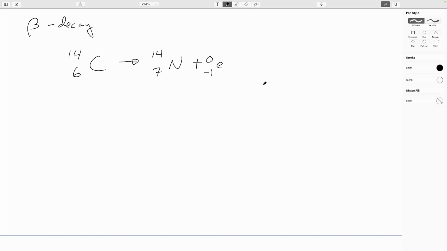Now, this isn't quite right. It turns out there's one more particle that gets made. So this is our electron, and to balance what's called lepton number, the weak nuclear force requires that an object called an electron antineutrino get made. This thing has 0 charge and almost no mass.